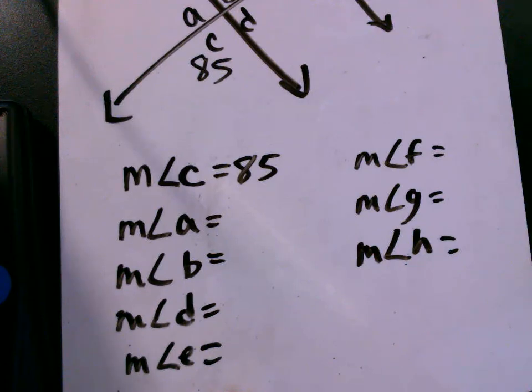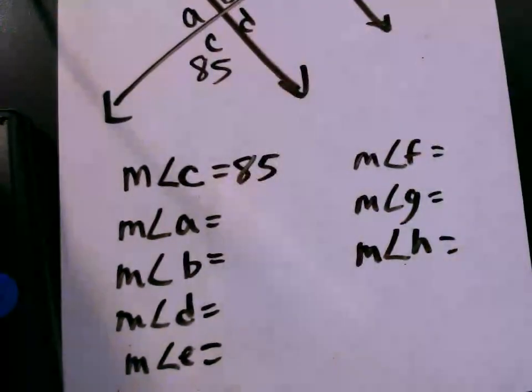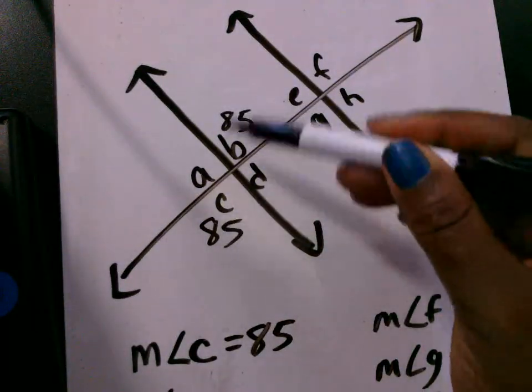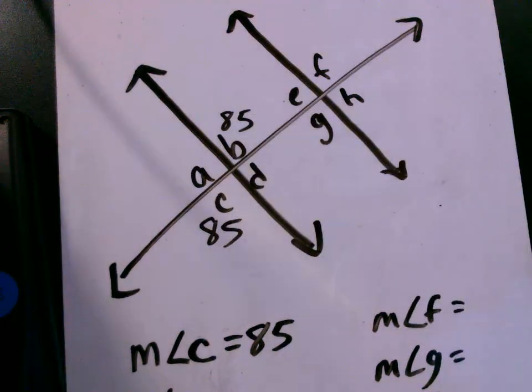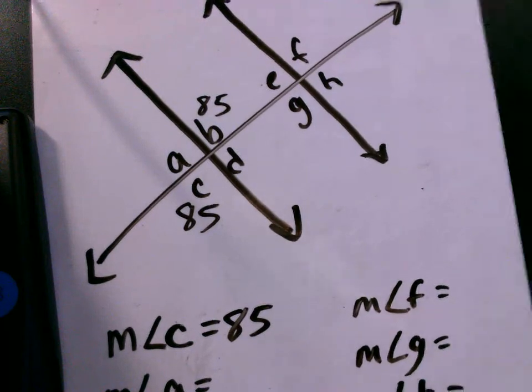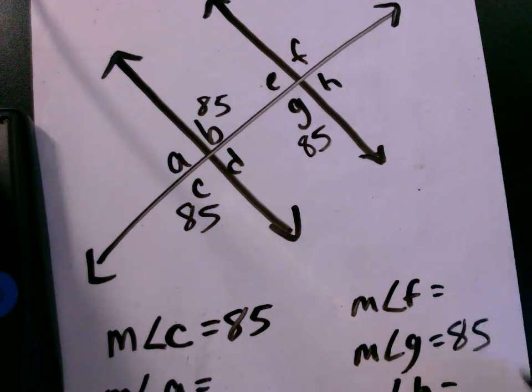All right, Sammy. What else is going to be 85 besides the C? Give me another angle that's 85. B. Why is B 85? Because B and C are what? They're vertical. B and C are vertical. Okay, what else is 85 besides B and C? Look at the diagram, Ricardo. G is 85. How do we know that G is 85, Ricardo?